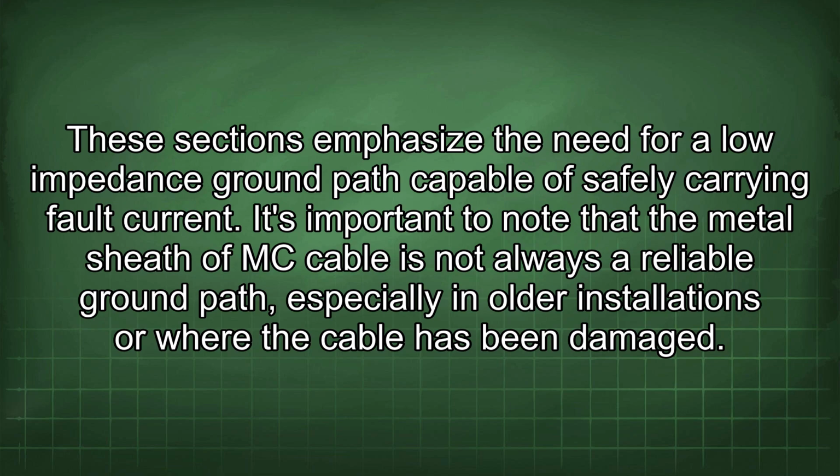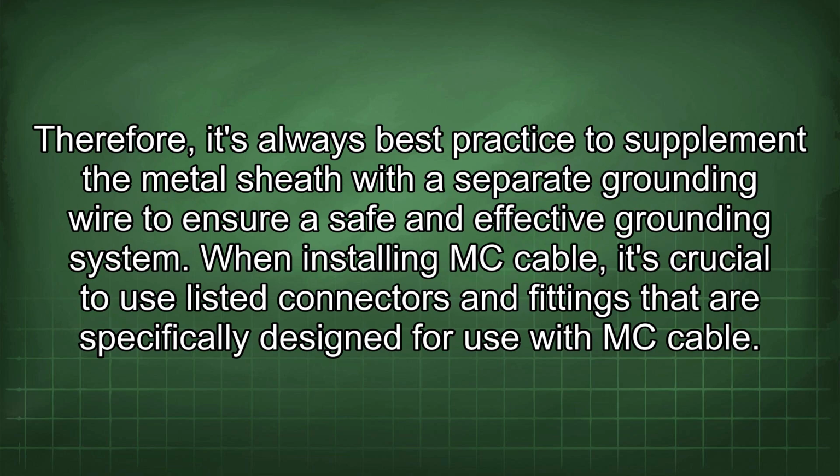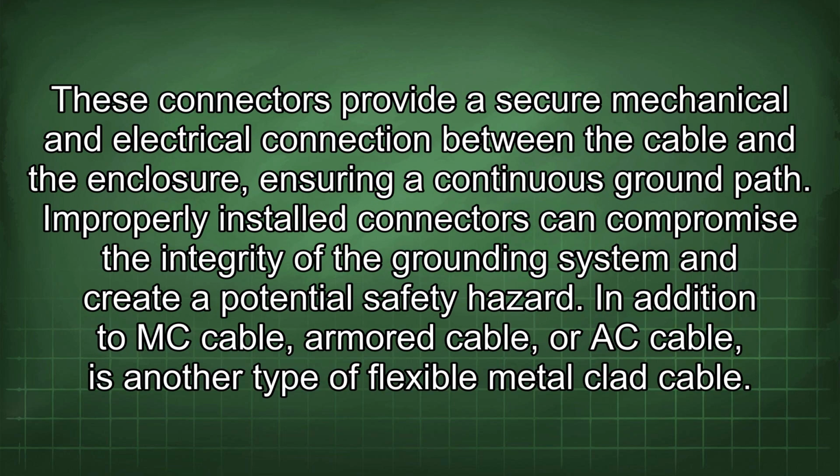It's important to note that the metal sheath of MC cable is not always a reliable ground path, especially in older installations or where the cable has been damaged. Therefore, it's always best practice to supplement the metal sheath with a separate grounding wire to ensure a safe and effective grounding system. When installing MC cable, it's crucial to use listed connectors and fittings that are specifically designed for use with MC cable. These connectors provide a secure mechanical and electrical connection between the cable and the enclosure, ensuring a continuous ground path. Improperly installed connectors can compromise the integrity of the grounding system and create a potential safety hazard.